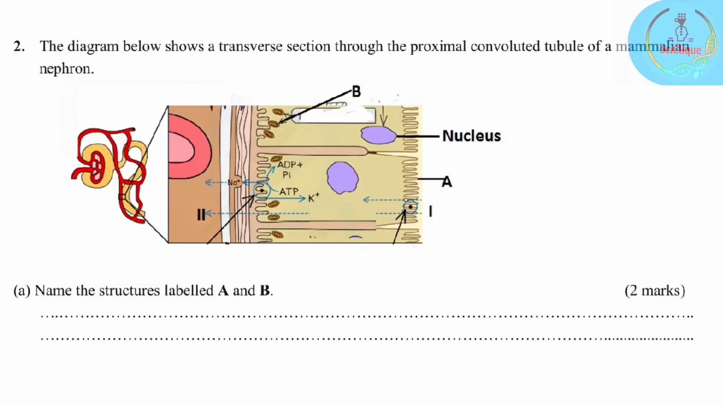Question 2. The diagram below shows a transverse section through the proximal convoluted tubule of a mammalian nephron. Part A, name the structures labeled A and B. Okay, now let's look at the diagram. Let's look at this part. So that is actually a part of the nephron.